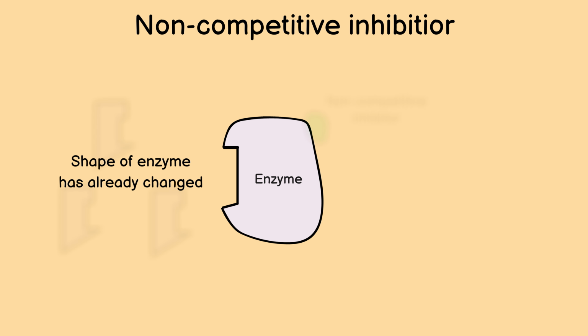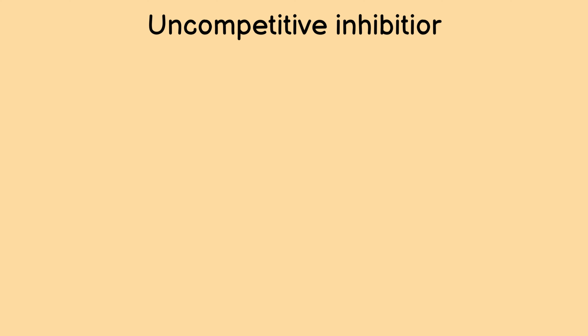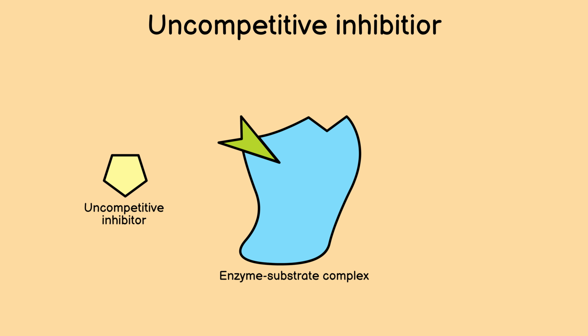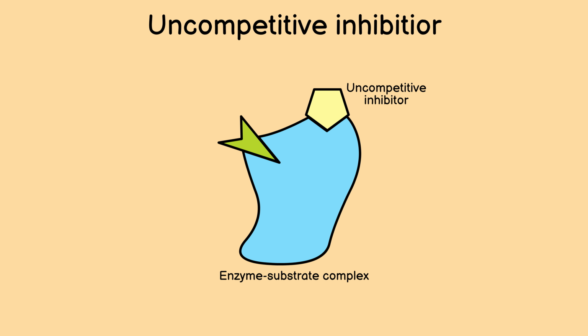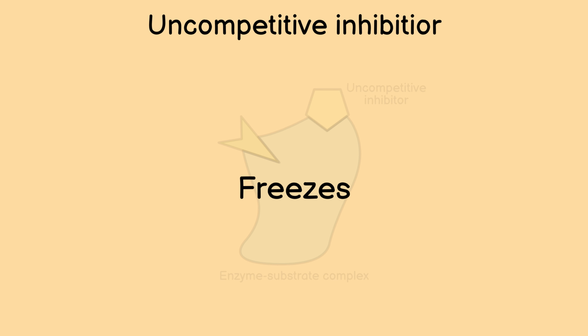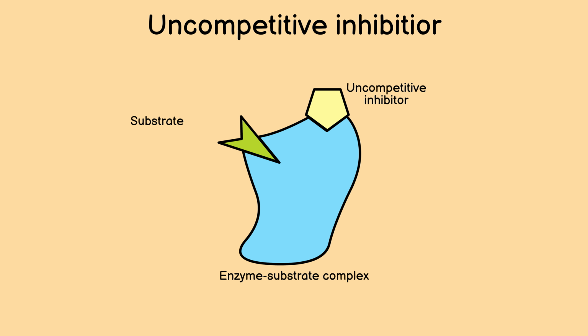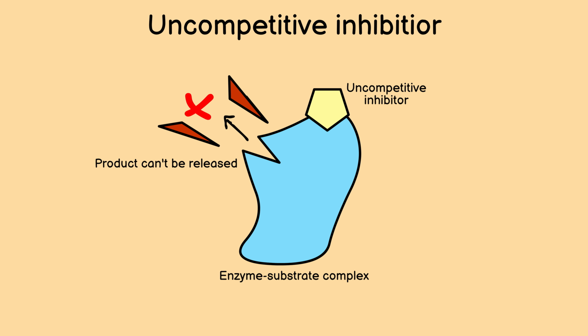has already changed. And finally, uncompetitive inhibitors. These are a bit different. They only bind to the enzyme substrate complex, not to the enzyme alone. It's like someone sneaks in after the work has started, blocking the reaction from finishing. This inhibitor freezes the reaction midway. I mean, the substrate is stuck, and the product can't be formed or released.